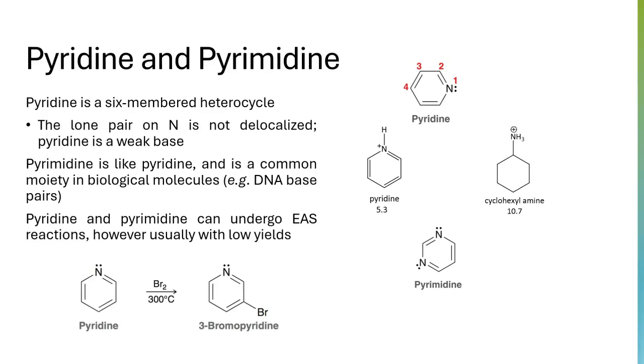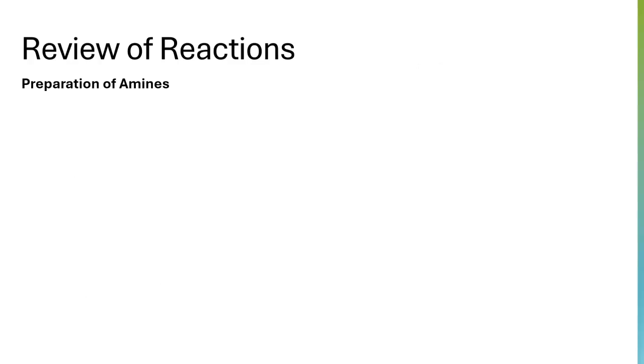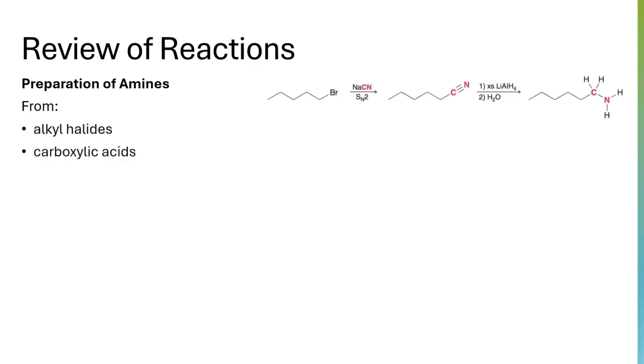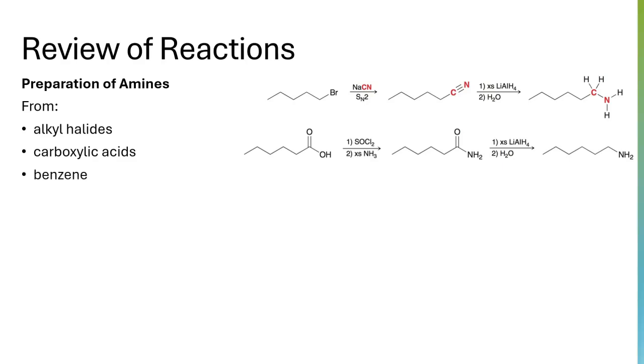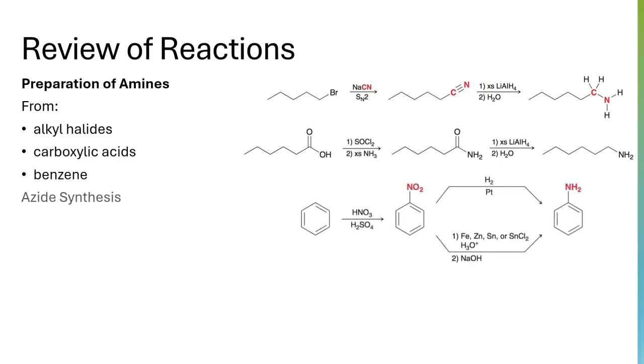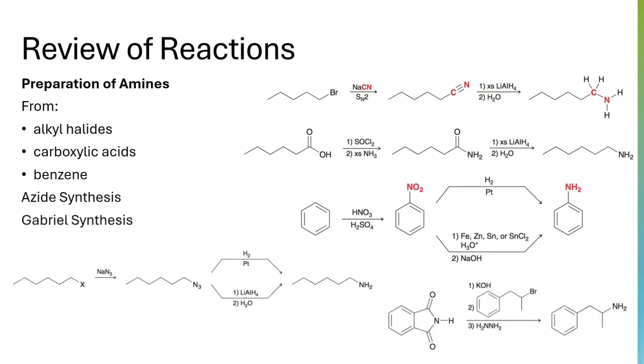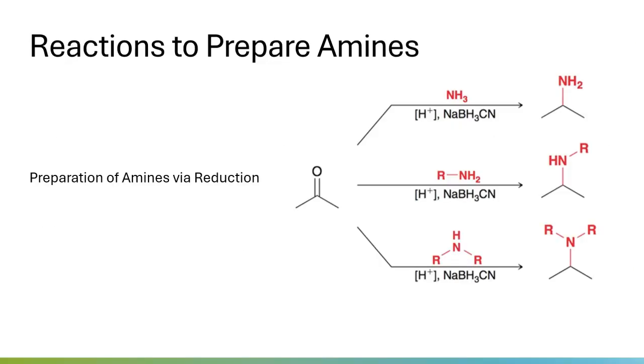Review of reactions. Preparation of amines from alkyl halides, carboxylic acids, benzene, azide synthesis, and the Gabriel synthesis. Reactions to prepare amines: amines can be prepared via reduction using ammonia, a primary amine, or a secondary amine. Each one will in turn convert ammonia, for example, to a primary amine, a primary amine to a secondary amine, and a secondary amine to a tertiary amine.